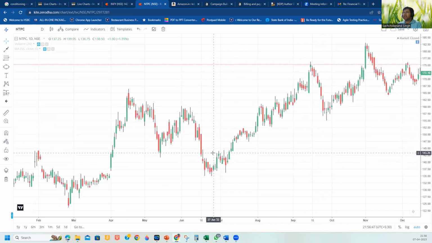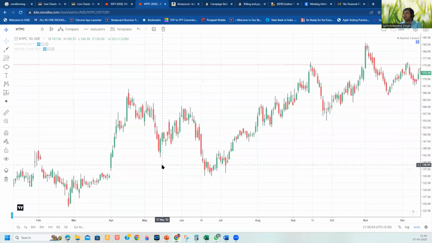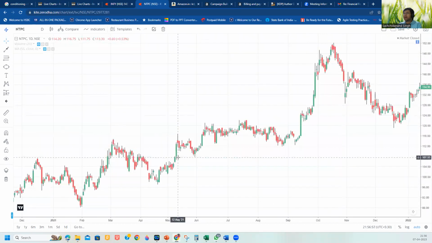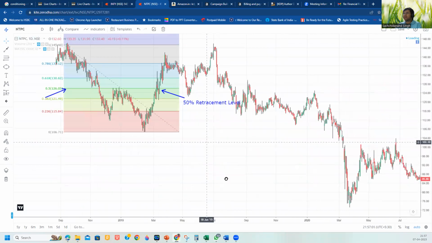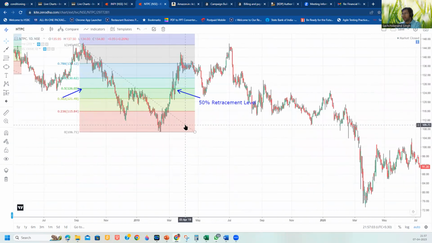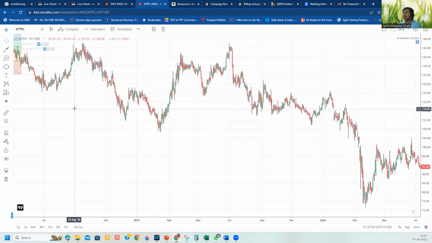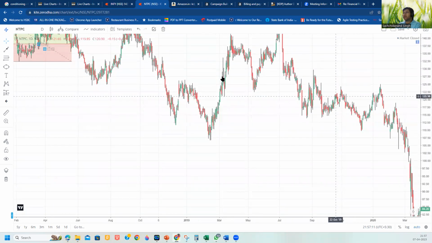I'm just searching for exactly the same example, just for your benefit. Otherwise, we can see any other example, that doesn't matter. But if I get the same example, it will be convincing for you. Yeah, so here is the example. Let me delete the previous data and bring this chart up for you.